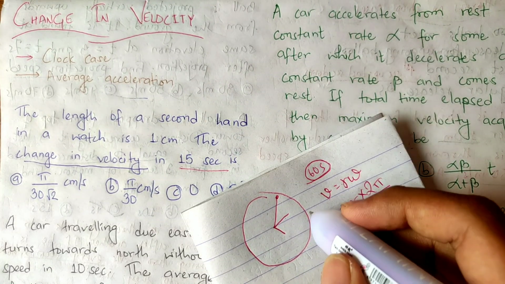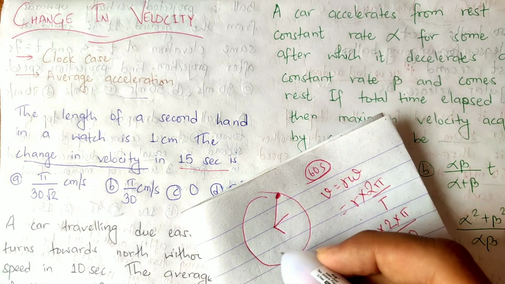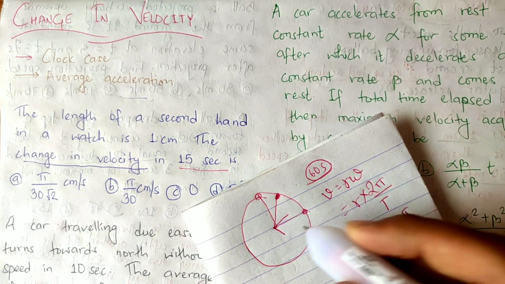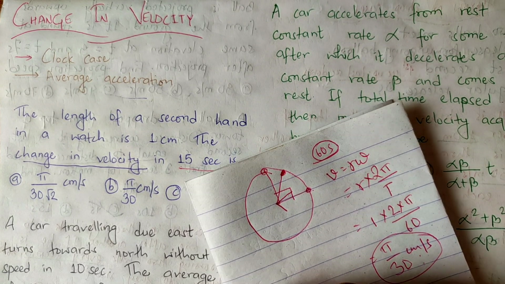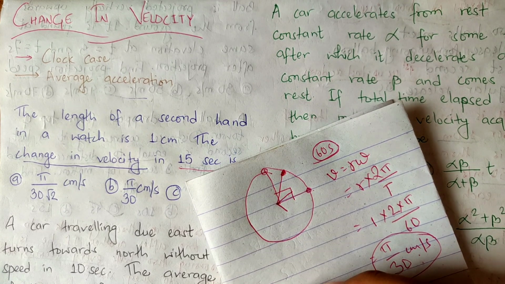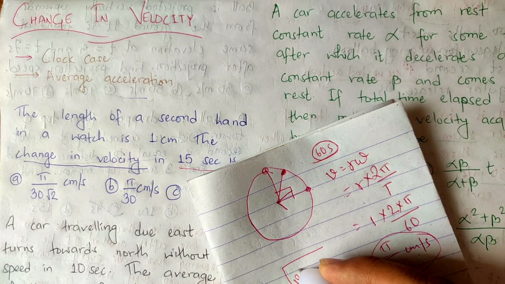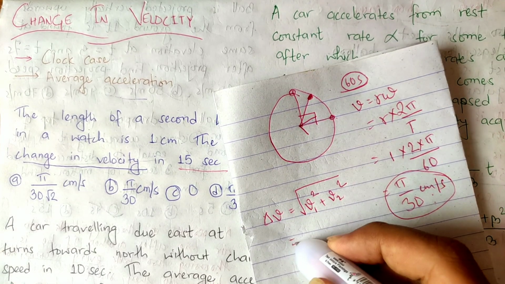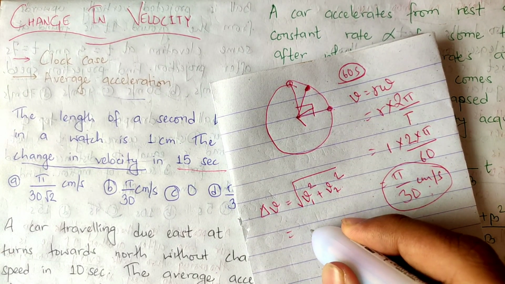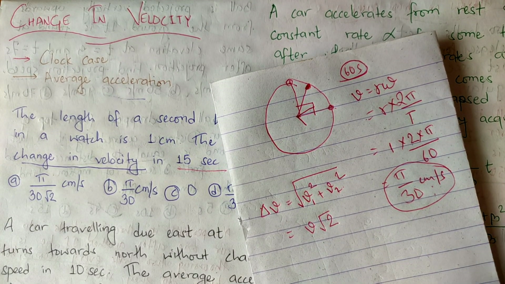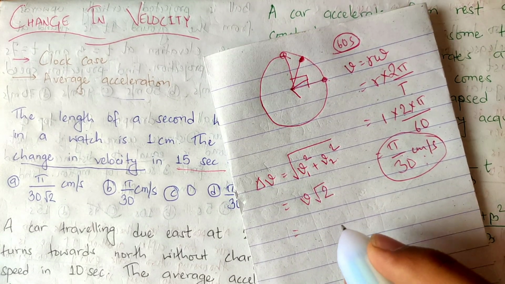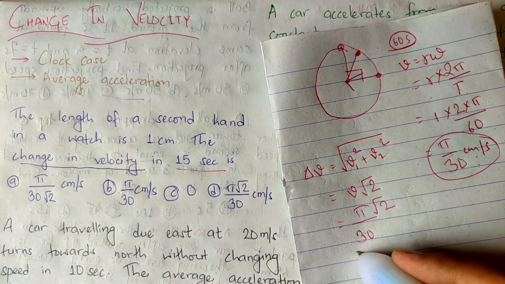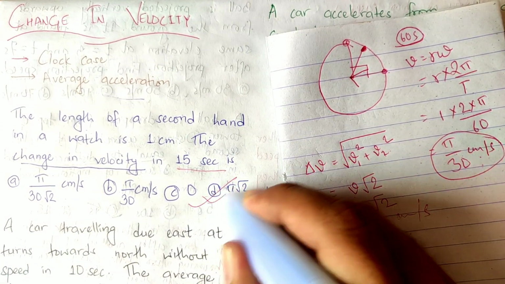Now the change in velocity. After 15 seconds, if it is at 60 here, it will go here in 15 seconds. So it will travel an angle of 90 degrees. Now the change in velocity: we know that v1 square plus v2 square, as it is 90 degrees, this is the formula. And as the two velocities are the same, it will be v root 2. We will take v outside. Putting the value of velocity, it is root 2 pi by 30 centimeter per second. So this is our correct answer.